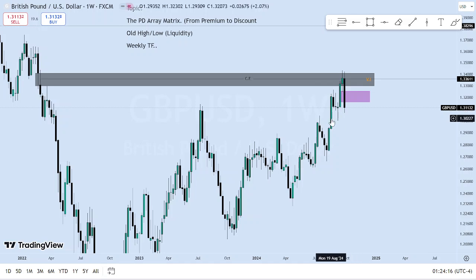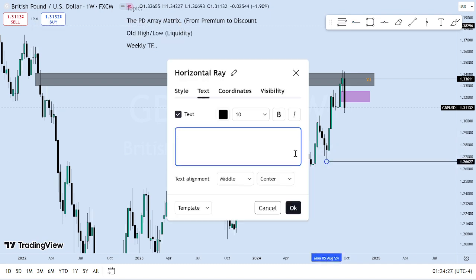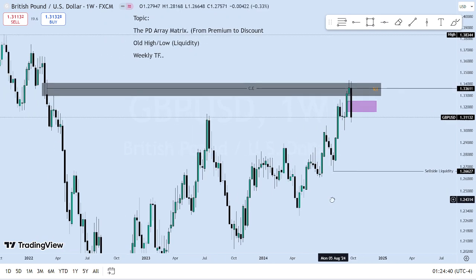So here in weekly time frame, where is the next liquidity resting below? Is here. That is the next liquidity resting below. Sell side liquidity. That is our next liquidity resting below price. So coming weeks and months, we'll be anticipating price reaching for this sell side liquidity.